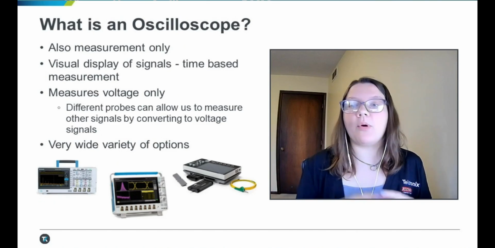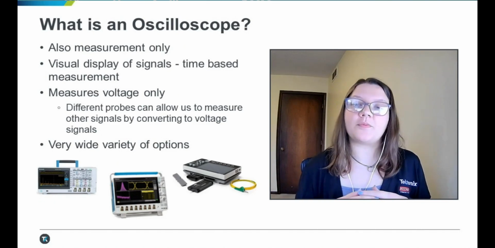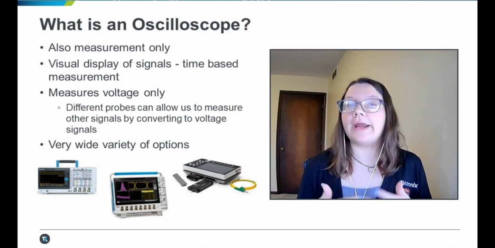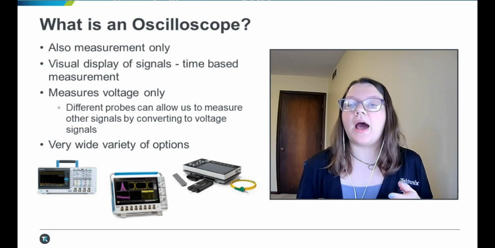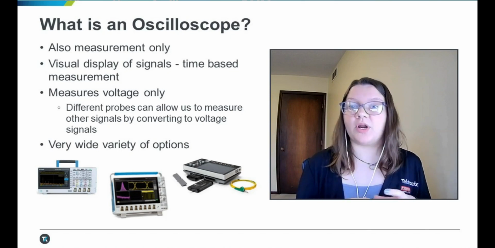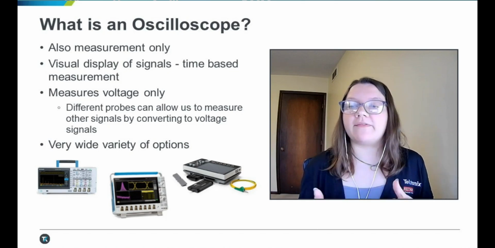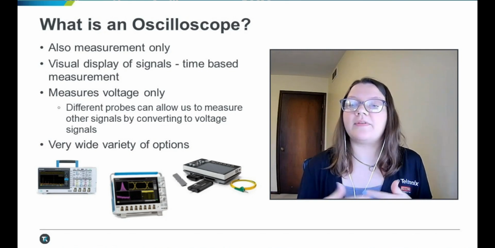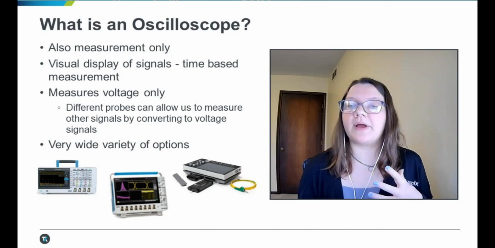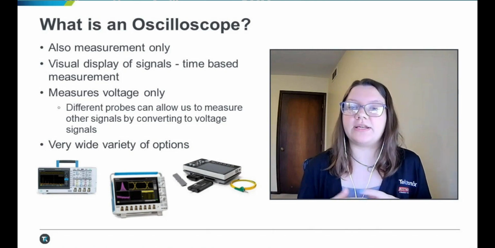So that's a DMM. What about an oscilloscope? Scopes are also measurement devices, although higher-end models will have arbitrary function generators built in. Really the scope itself is measurement only. Scopes are great for visual display of signals because they're making measurements based on time rather than just a single point. I'll talk more about this later when we start to compare functionality.